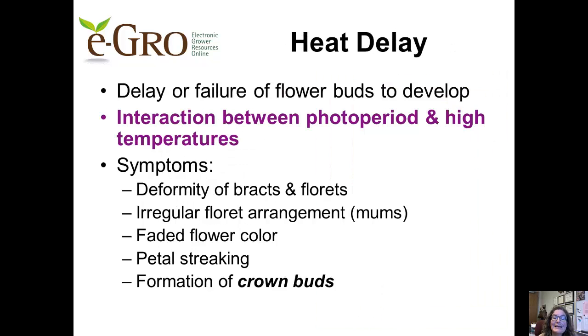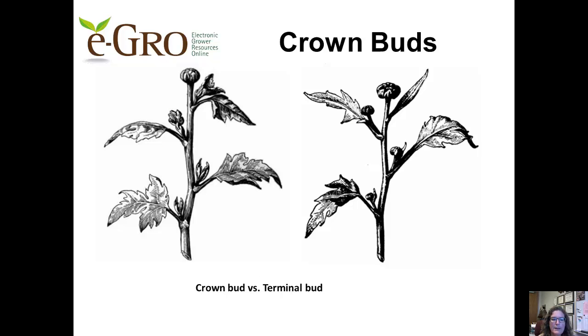Now let's consider heat delay, which is a delay or failure of flower buds to develop. This disorder is an interaction between the photoperiod aspect of light and high temperatures. Symptoms on a photoperiodic crop like chrysanthemum is deformity of florets and formation of crown buds. What do I mean by crown buds? Well, you see crown buds as the formation of a bud on the end of a shoot, but axillary shoots develop along the stem's nodes.